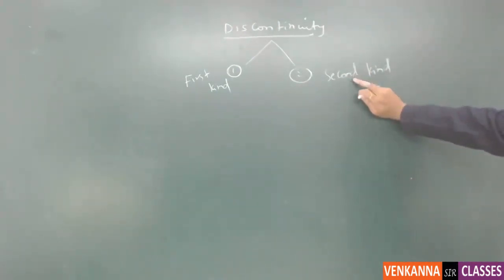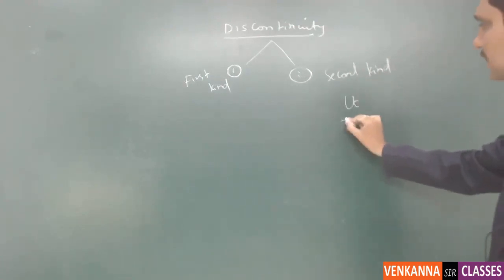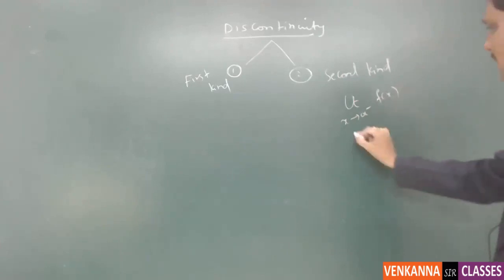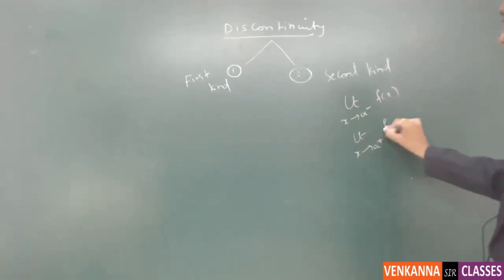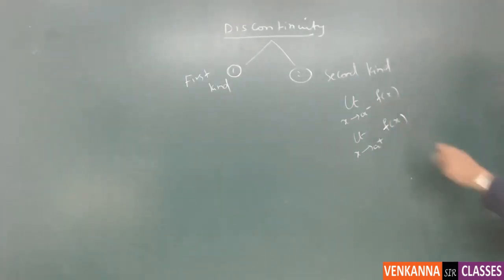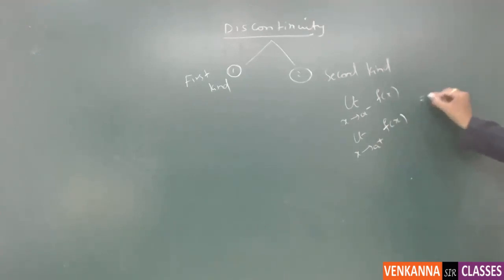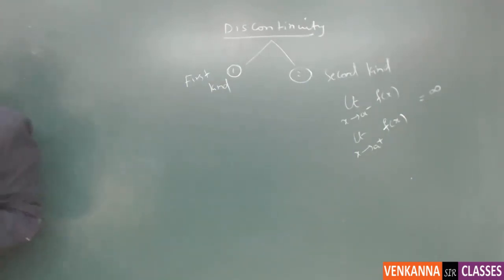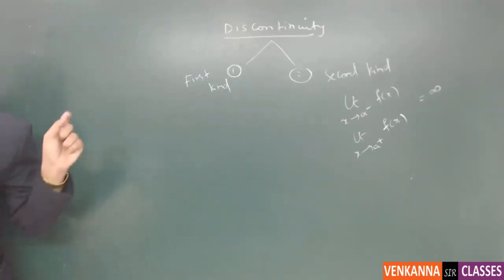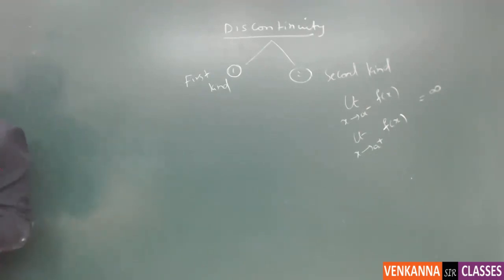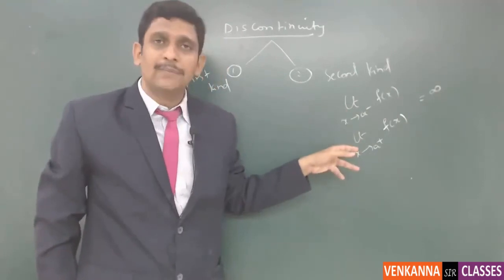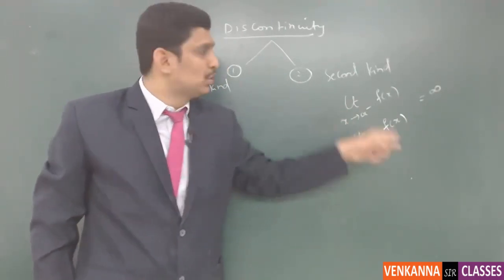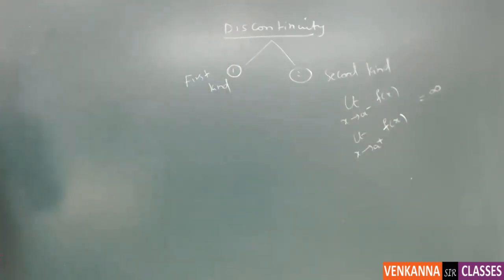Here, in discontinuity of second kind, since you are calculating the limits, limit x tends to a minus f of x and limit x tends to a plus f of x, among the two limits, at least one limit should be equal to infinity, the undefined value, either minus infinity or plus infinity. So we say that the function is discontinuous at the point a, and we call the discontinuity as second kind if you calculate the left hand limit and right hand limit, and at least one of these limits goes to infinity. Okay, is the definition clear? Fine.